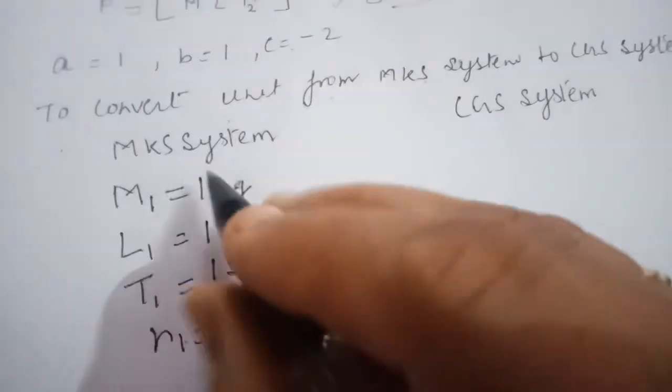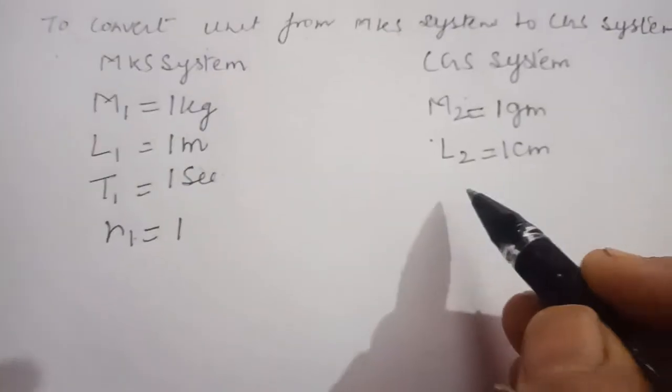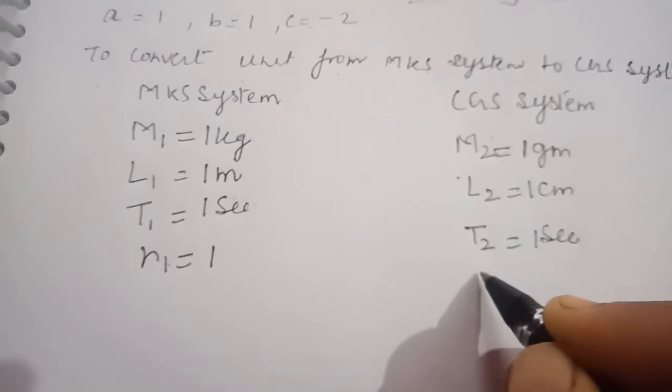Now similarly, in the CGS system the mass M2 will be 1 gram, and L2 is written as 1 centimeter, and T2 is written as 1 second, but N2 you have to find out.